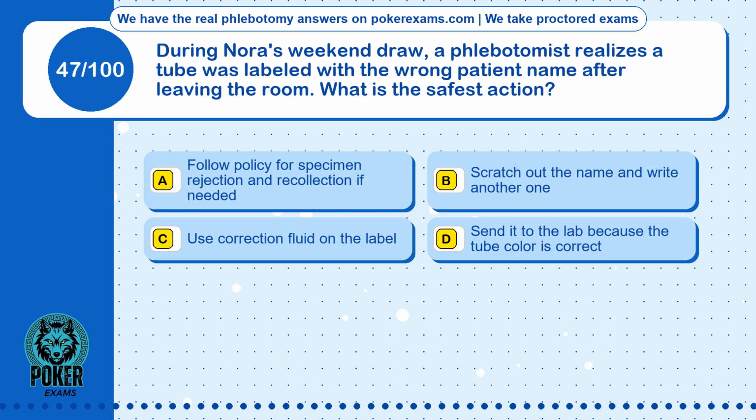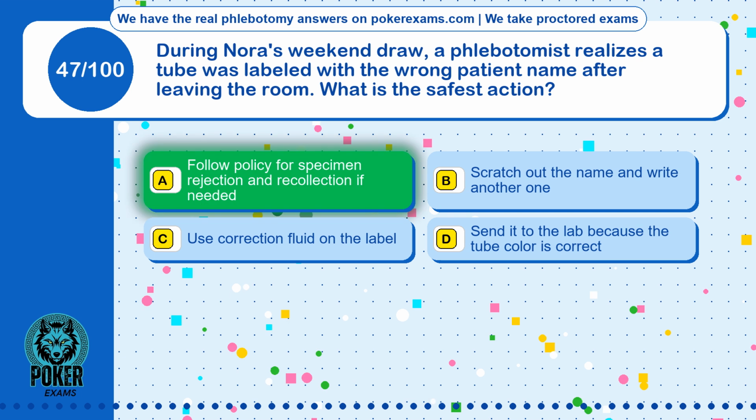Question 47. During Nora's weekend draw, a phlebotomist realizes a tube was labeled with the wrong patient name after leaving the room. What is the safest action? Option A. Follow policy for specimen rejection and recollection if needed. Option B, scratch out the name and write another one. Option C, use correction fluid on the label. Option D, send it to the lab because the tube color is correct.